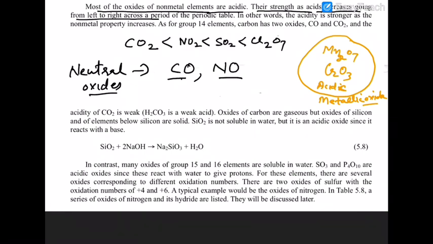Even silicon dioxide sometimes shows amphoteric nature. Silicon dioxide reacts with NaOH to give sodium silicate. Sodium silicate is normal glass. Carbon dioxide is a weak acid.